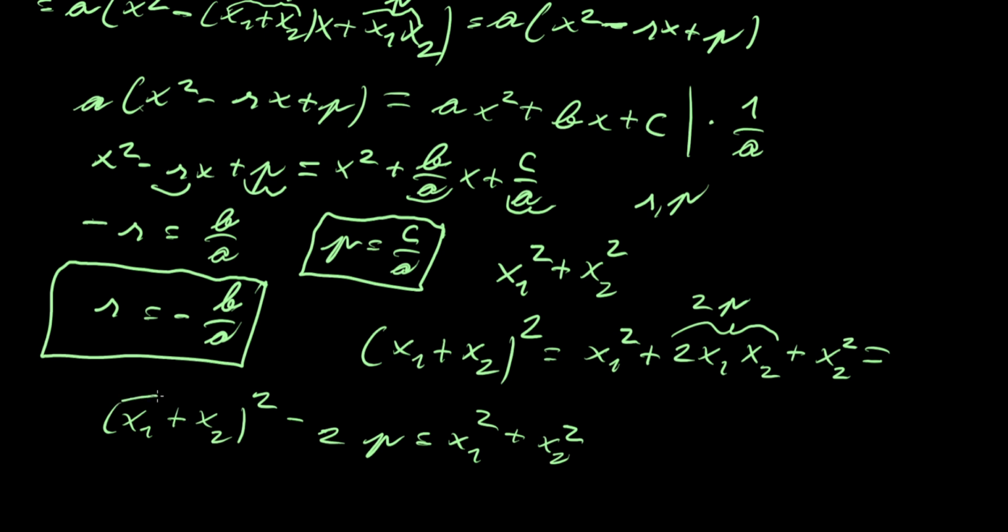And what is x1 plus x2? Well, it's really just S. In the end, we got that x1 squared plus x2 squared is equal to S squared minus 2P.